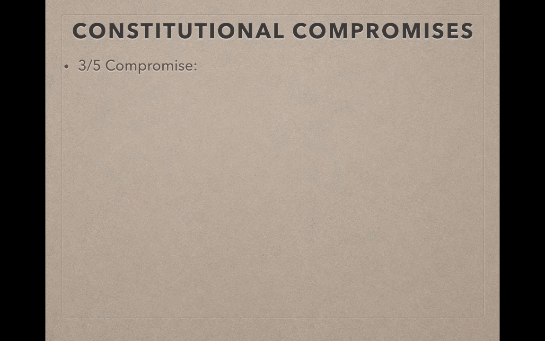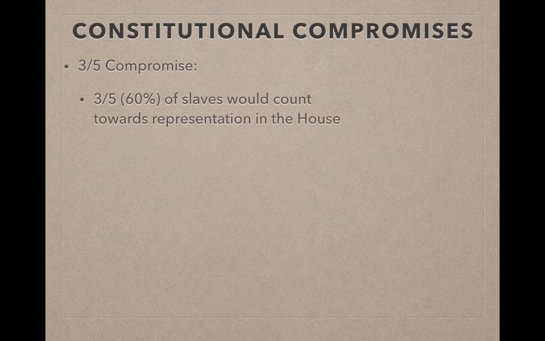So another issue is, how will slaves be counted towards population? Well, northern states did not want slaves to count towards population, and southern states did. So they agreed to have 3 out of 5 slaves, or 60% of slaves, would count towards representation in the House. And this is going to favor southern states because that's where most of slaves were located.